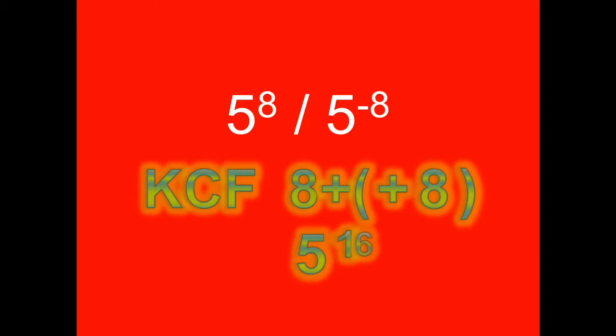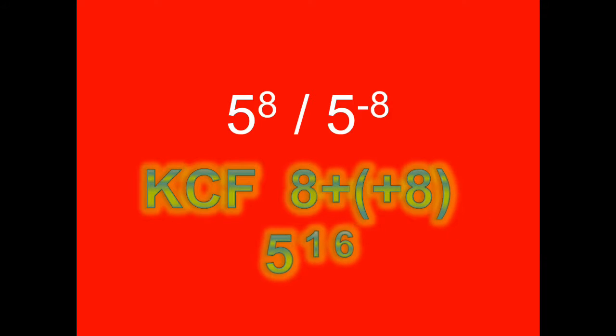5 to the 8th divided by 5 to the negative 8th. Keep the base and subtract the exponents, but you can't subtract signed numbers. So you keep the 8, change it to adding, change the sign of the second number, and 8 plus positive 8 is going to get us 5 to the 16th power.